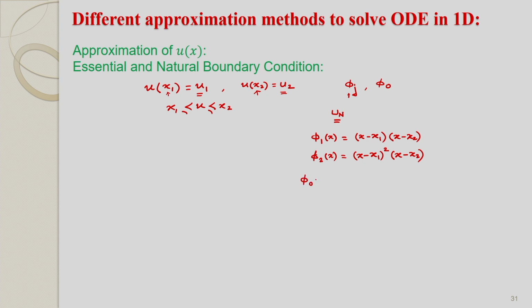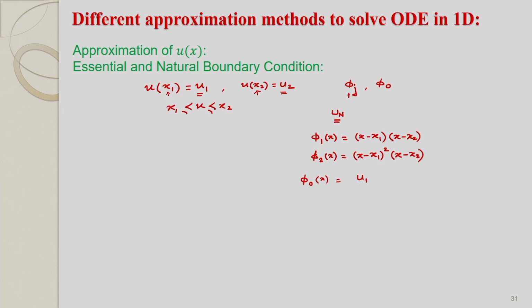Now, we cannot directly just take u1, because u1, this part should be active at x1 and it should be inactive at x2. So, we can select in this way. If you put x equal to x1, then phi naught x is u1, and if you put x equal to x2, then it is 0.